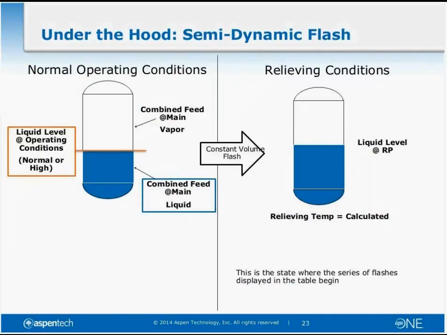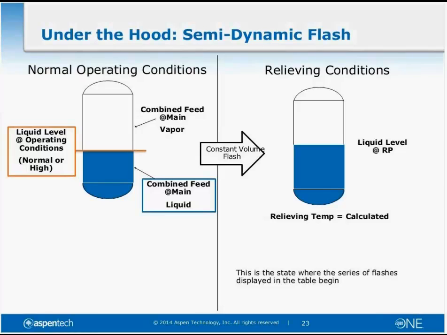Now, then we went into the semi-dynamic flash algorithm. In the semi-dynamic flash, you can't manually specify the exposed area. You have to give me exactly all the dimensions. The reason is because we use your reference stream as well as the liquid level that you specified to determine how much mass is in the vapor space and how much mass is in the liquid space. Then we do a constant volume flash to relieving conditions because per API you can assume that there's no input or output from your vessel during a fire. Then the relieving temperature is the temperature corresponding to the constant volume flash to relieving pressure. This is the starting point of the series of flashes.